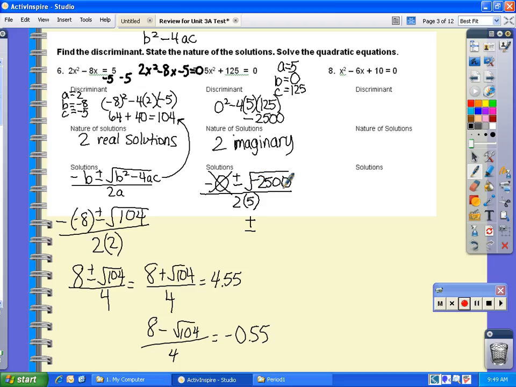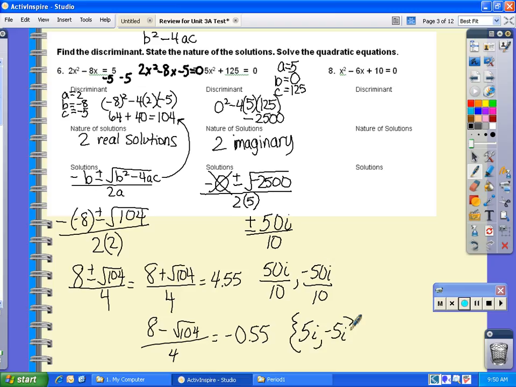If I simplify the square root of negative 2,500, the square root of 2,500 is 50. Since I have this negative here, that means when I pull out that negative, that becomes an imaginary 50i. So I have plus or minus 50i over 10. So I have two solutions now. I either have positive 50i over 10, or I have the negative 50i over 10. And I can now simplify both of those. 50 divided by 10 is just 5i, and now I have negative 5i. So those are my two solutions for number 7.